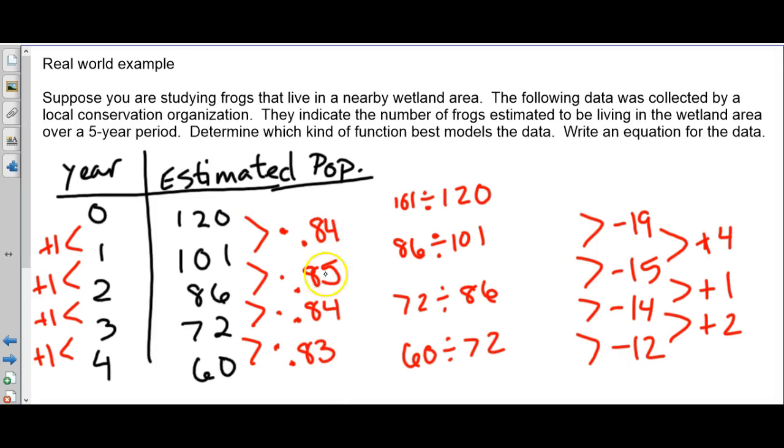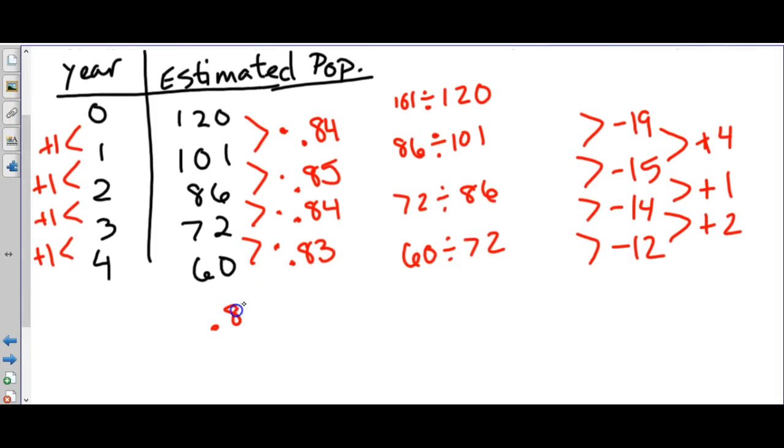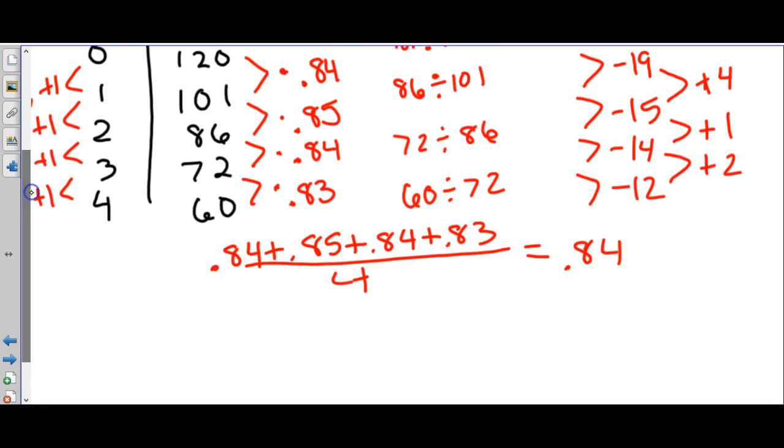So these are pretty close to each other. They're all in the 0.8 range and just barely, 0.83, 0.84, 0.85. They're right next to each other. So these are exponential. We are matching. Since it is an estimation, we do want to average these out. If we added them all together and divide by 4, it would come out to 0.84. So we know this is exponential.